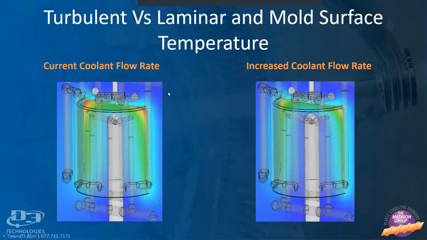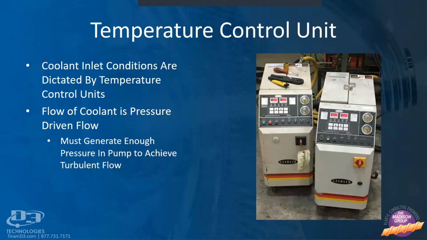Here we're looking at a paint can design. If we keep everything the same from the cooling line perspective, but just change our coolant flow rate from one state to another, we can see that with everything else held constant, we can address some of those hot spots by just pumping more coolant into the mold because of that turbulent flow phenomenon. We're using temperature control units, so the one thing we do need to consider when choosing what coolant to use is how much pressure our temperature control unit can achieve in order to achieve these flows, but that can easily be done with simulation.